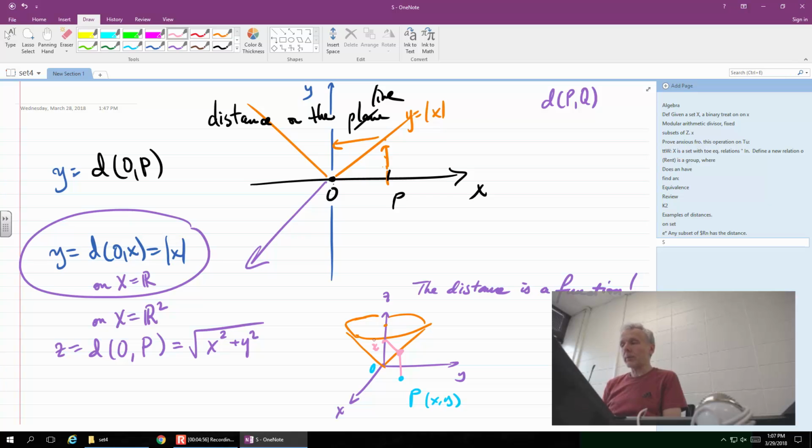Okay, inputs are these, and these are the outputs, the z-axis.